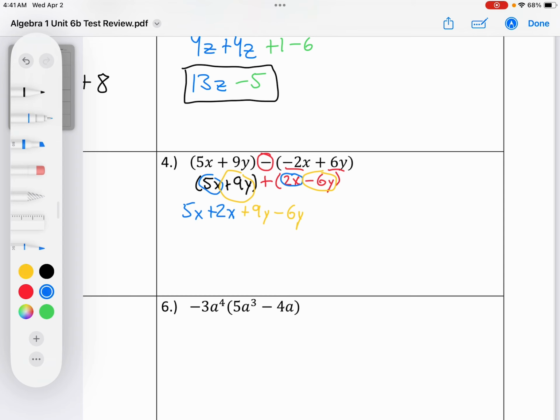Okay, going through our like terms, I have 5x plus 2x, that would give me 7x. And then 9y minus 6y would give me 3y. So since it's a positive 3, I'll put plus 3. And there's my final answer, 7x plus 3y.